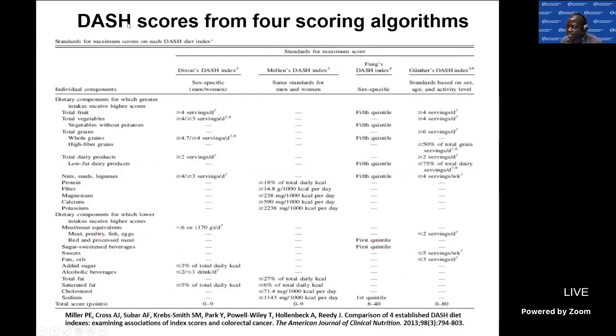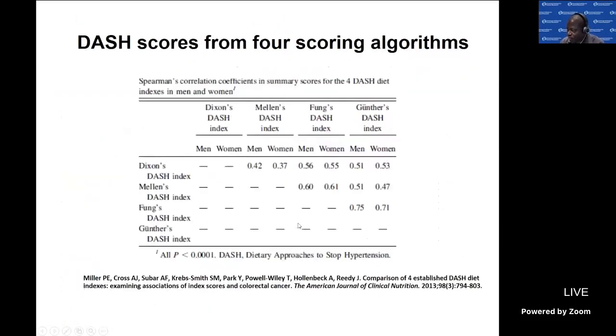The other example is the Dietary Approaches to Stop Hypertension diet, estimated within the same study using different scoring algorithms. This one was designed by Dr. Fung, Dr. Millen, and Dr. Dixon. You can see that the one by Millen includes only nutrients, not even foods, only nutrients adjusted for total energy intake. The correlations are moderate to strong, except for this pair by Dixon and Millen, which had very low correlations.